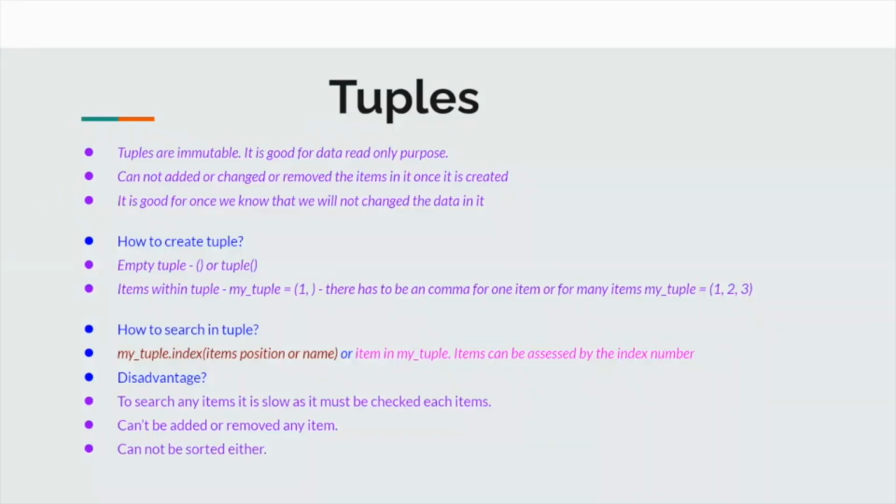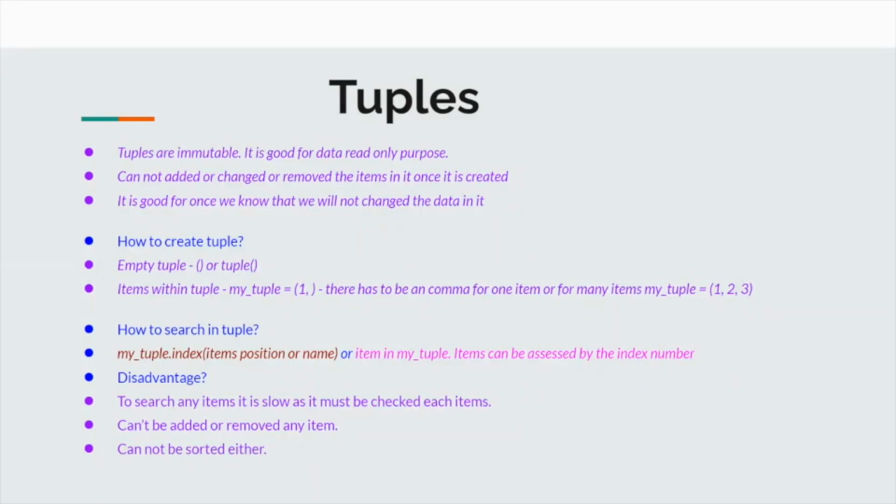In the last video we talked about list, and so far we have covered quite a lot of stuff about the list. Now in this video we'll do the tuples, another data structure. Tuples are immutable. What does it mean? Once you create it, you cannot change it, like it is good for read-only data.